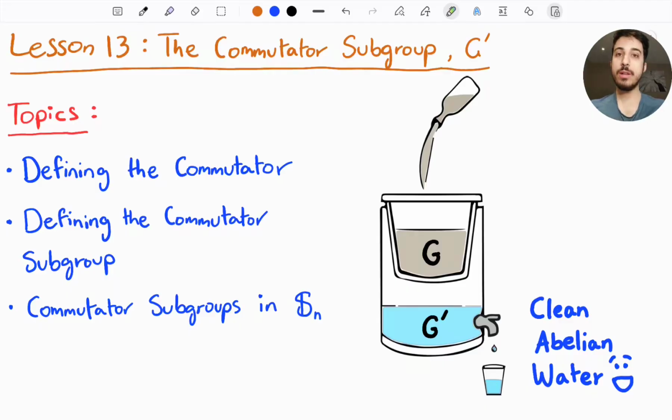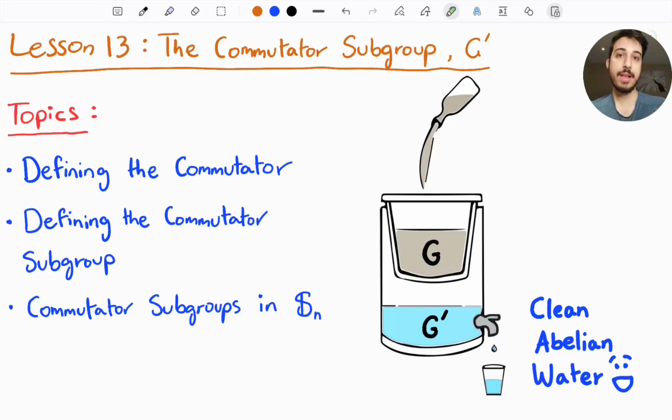Well, we love commutativity in groups. We love having the property that A times B is equal to B times A. This reduces a lot of calculations and it makes life easier for us when we want to study groups.